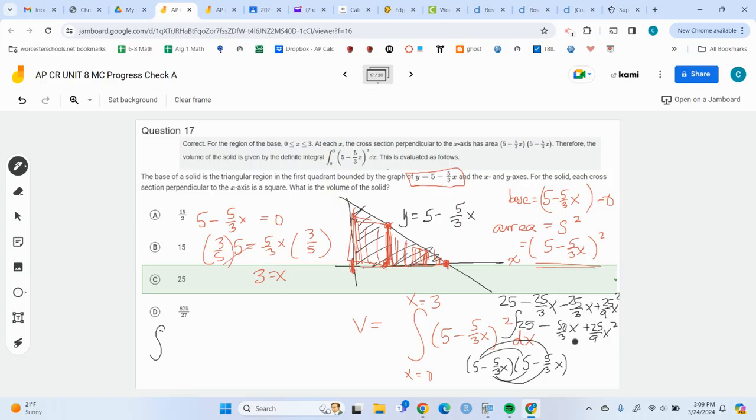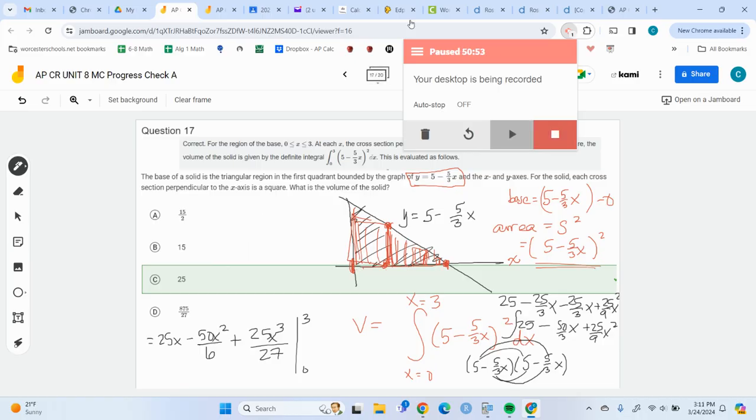Wow, okay. So that means I have an integral of that. So now I have to do an antiderivative of that, so I'm going to go right to the antiderivative. Okay, so that would be 25x minus 50x squared. It was over 3, but then I'm also over 2, so that's over 6, plus 25x cubed. There was a 9 there, it's over 3, so 27. And now I'm going from 0 to 3.